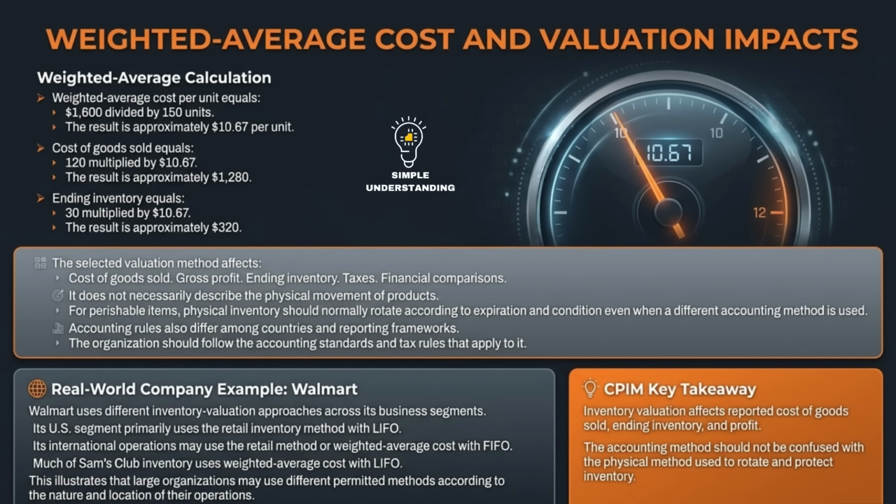Real-world company example. Walmart uses different inventory valuation approaches across its business segments. Its U.S. segment primarily uses the retail inventory method with LIFO. Its international operations may use the retail method or weighted average cost with FIFO. Much of Sam's Club's inventory uses weighted average cost with LIFO. This illustrates that large organizations may use different methods according to the nature and location of their operations.